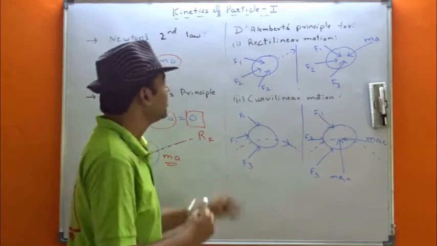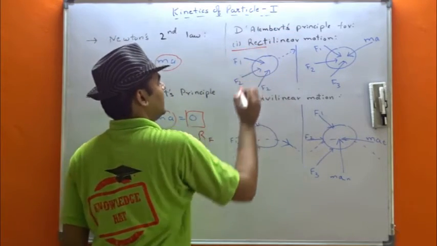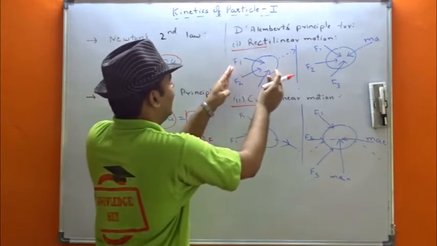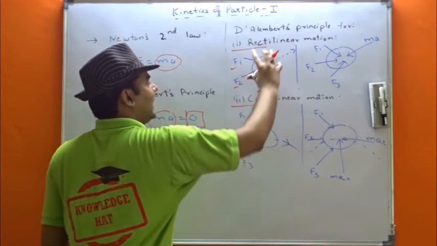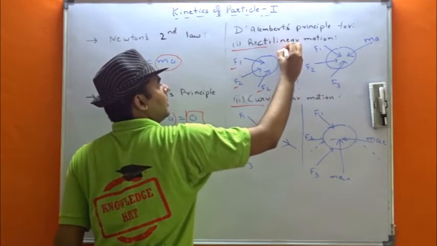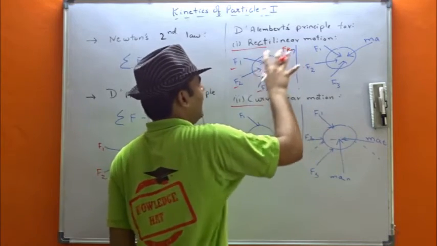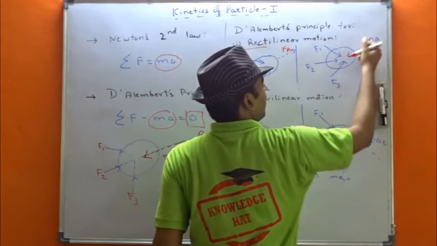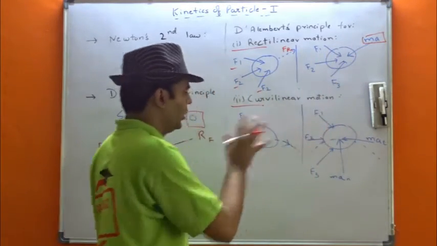Now, how are we going to use D'Alembert's principle? We have two kinds of motion, that is rectilinear motion and curvilinear motion. For rectilinear motion, the case is similar to this. We have three forces F1, F2 and F3 acting on a body. They will cause a motion in this direction. So this will be your Fr, that is the resultant force. And to counterbalance this motion, or the effect of the forces, we apply an equal and opposite force, which is given by ma, and the body is brought back to equilibrium.